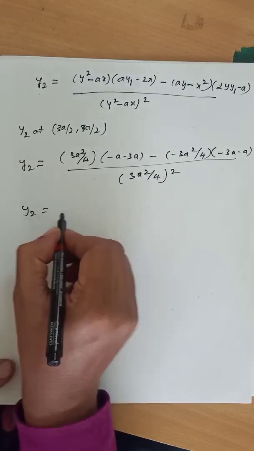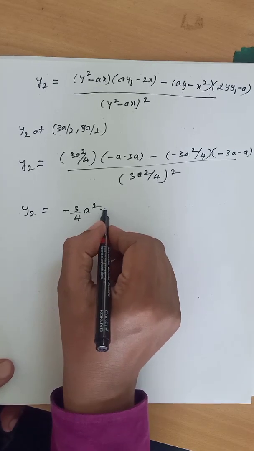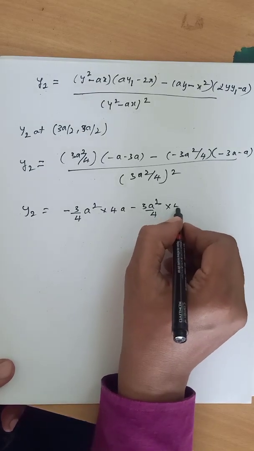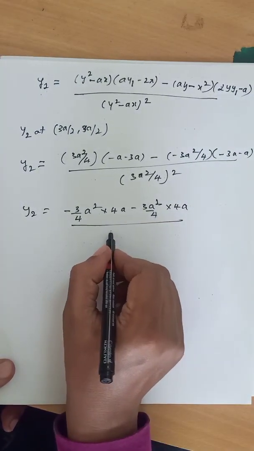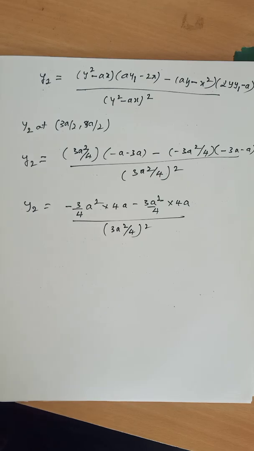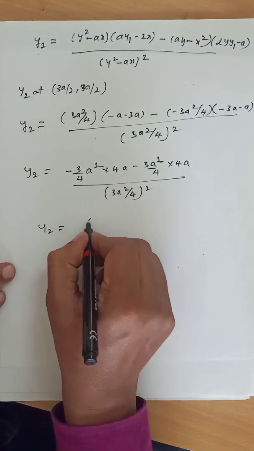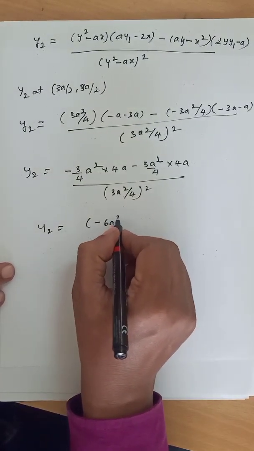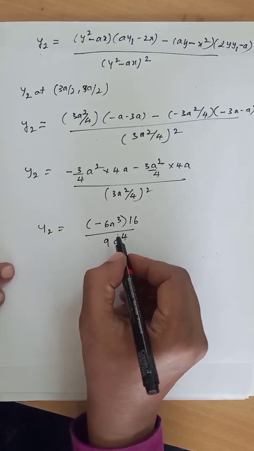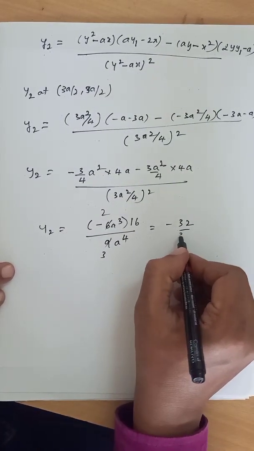That is y2 is equal to minus 3 by 4 a square into 4a minus 3a square by 4 into 4a whole divided by 3a square by 4 whole square. Next step, y2 is minus 6a cube into 16 divided by 9 into a power 4. 2 3s are, 3 3s are, so you will get minus 32 by 3a.